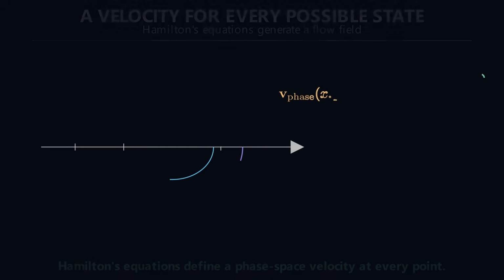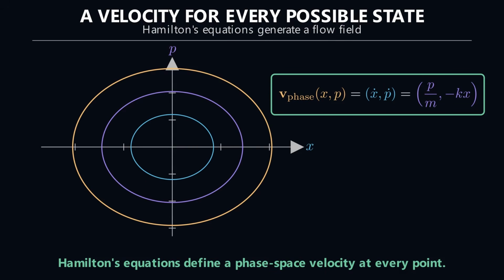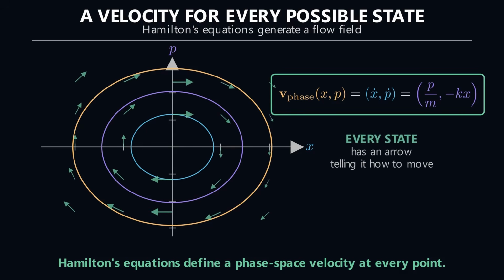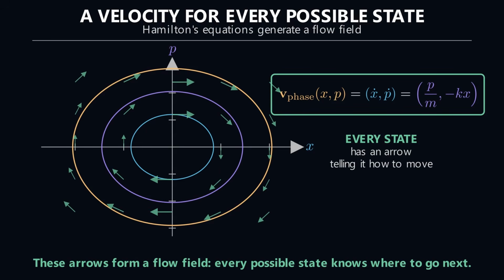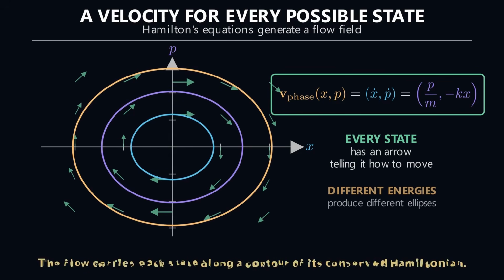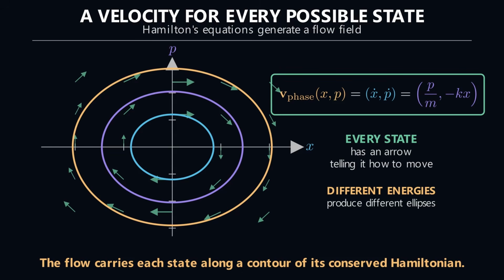Hamilton's equations also tell us the direction and the speed of the motion in phase space at every possible point x, p. The velocity in phase space, the velocity of x, p, is equal to x dot, p dot, which is just p over m, negative k x. If we draw those directions as arrows, we get the flow field. Every possible state gets an arrow that says where it moves next.